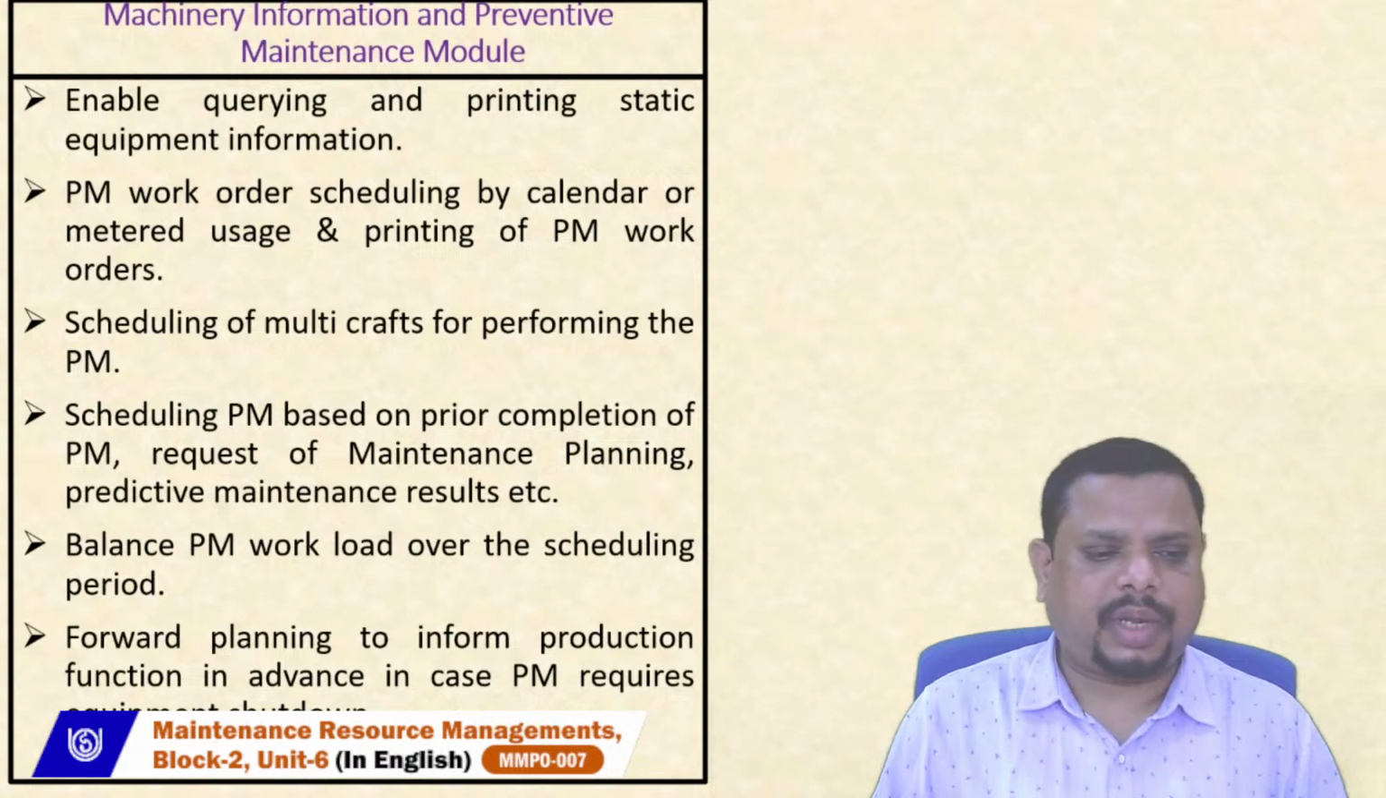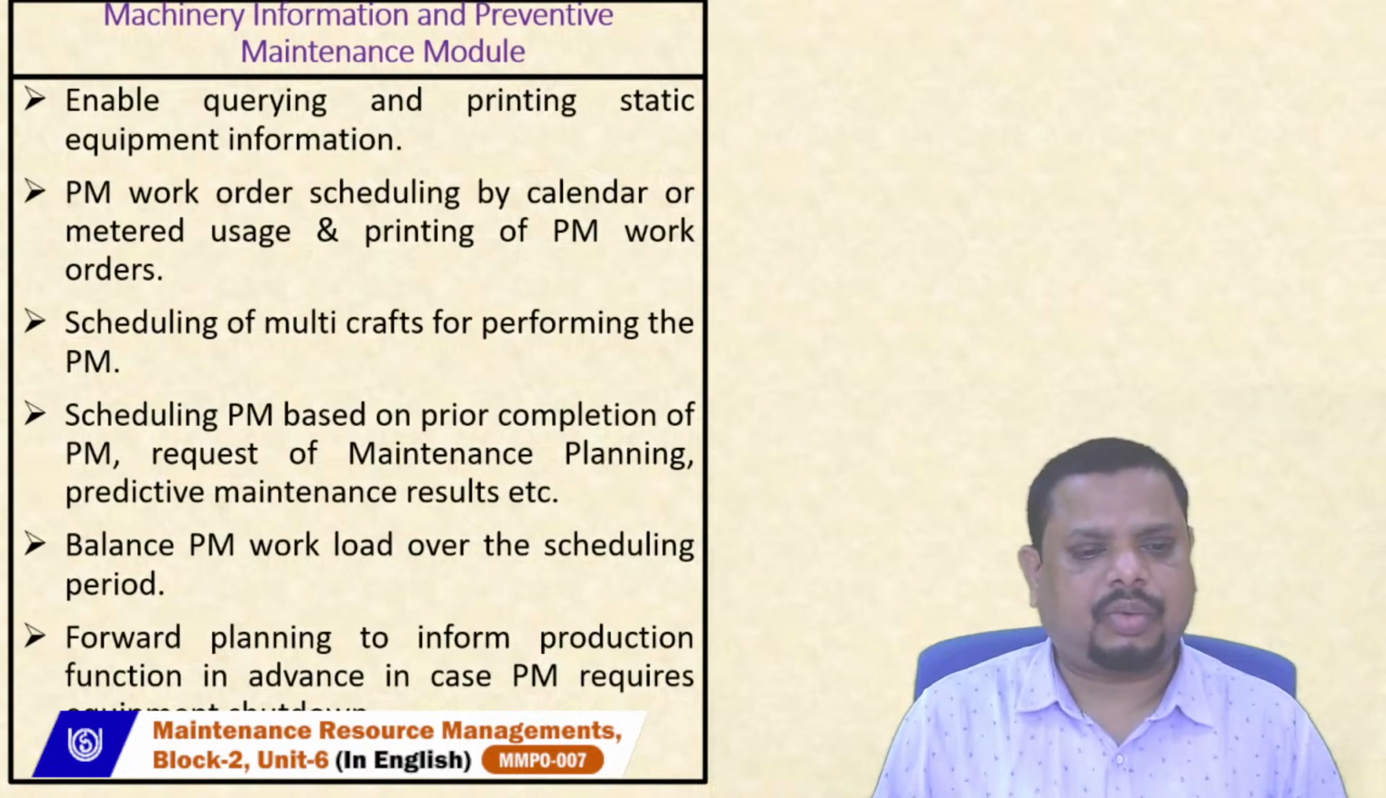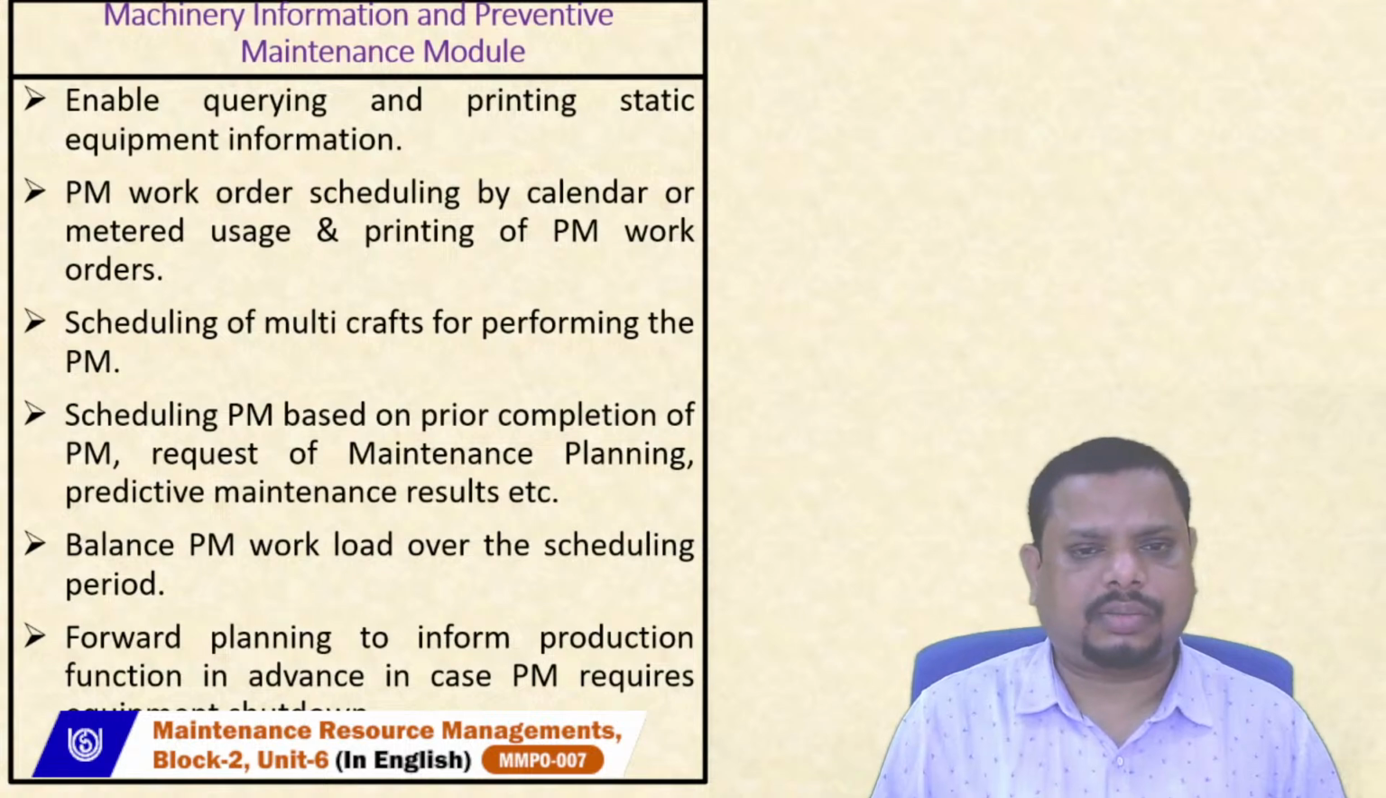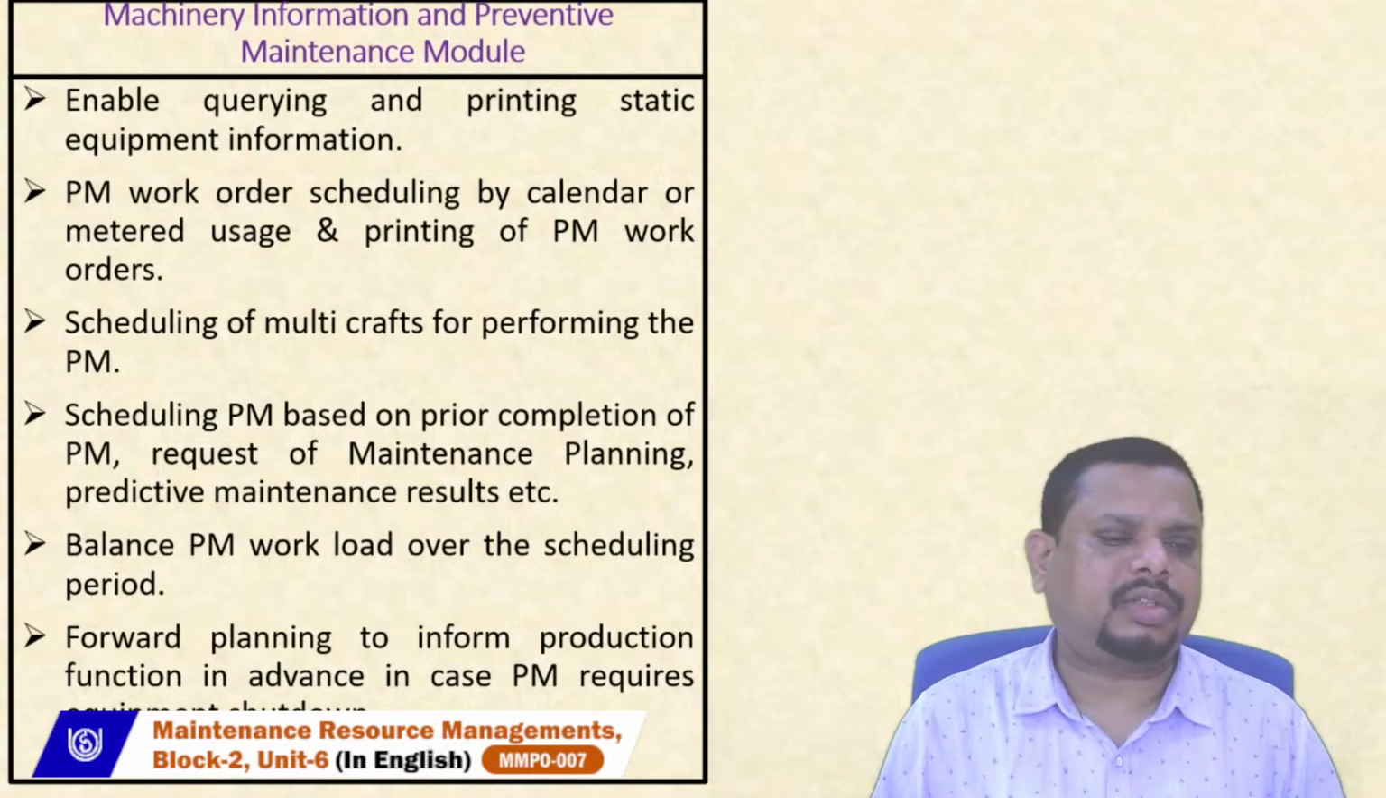So whenever you go for balance preventive maintenance workload over the scheduling periods, and finally the forward planning to the informed production functions in case preventive maintenance requires equipment shutdowns. So whenever you go for the first important part, it is basically printing the static equipments. So those equipments are in what is known as starting conditions. In that case, they will generate the work order and printing of the preventive maintenance work orders.